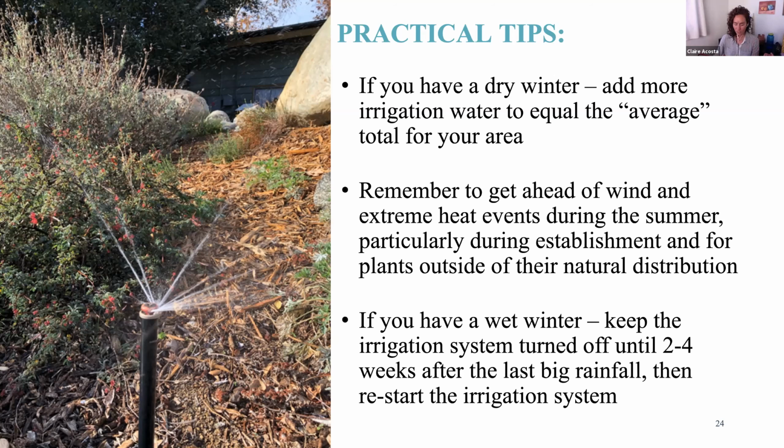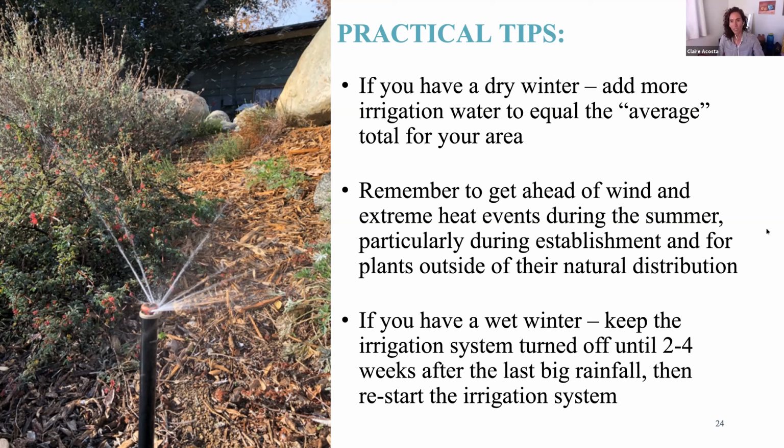And if you have a wet winter, keep the irrigation system turned off until 2 to 4 weeks after the last big rainfall. And then you'd start the irrigation system. So like I said, in that good rainy year, like the 2018, 2019 one, you could have turned your irrigation system off and waited until a few weeks after that last big rainfall. And that's going to be determined by your soil, right? If you have a sandy one, maybe it's sooner. And if you have a clay soil or a heavy soil, you can start your irrigation system a little bit later.